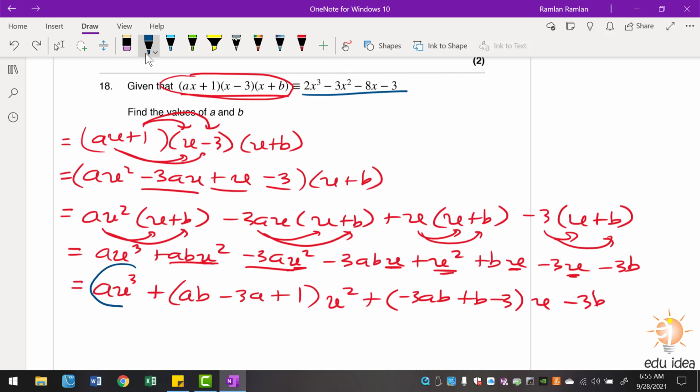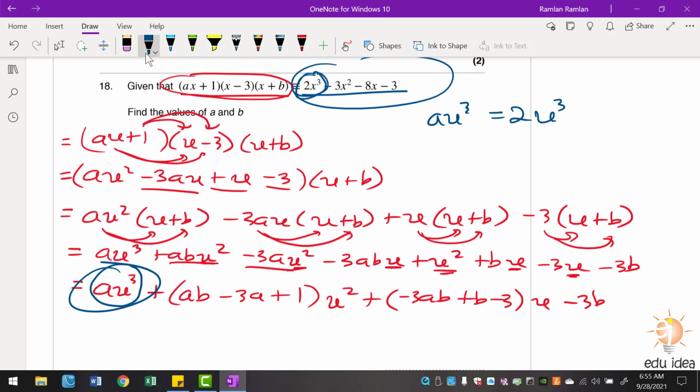We have a x to the power of 3. Okay, so the one that corresponds here is this guy, because this guy has x to the power of 3. This guy also has x to the power of 3. So we can say that ax to the power of 3 is going to be equal to 2x to the power of 3. So this guy is going to be equal to this guy, because both of them have the same exact variable, which is x cubed. Because they have the x cubed, I can just cancel that, then a is going to be equal to 2. So you get the value of a.